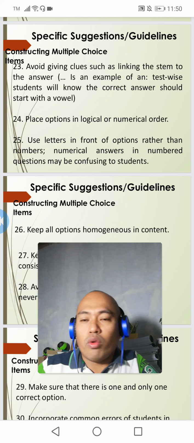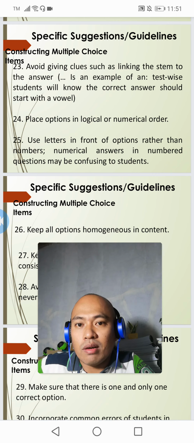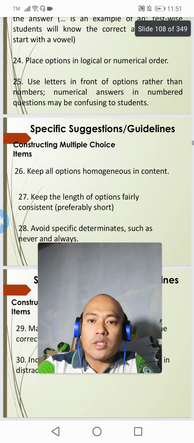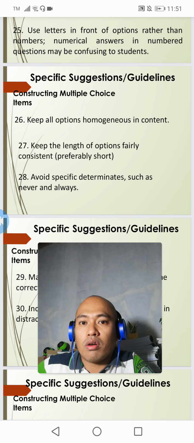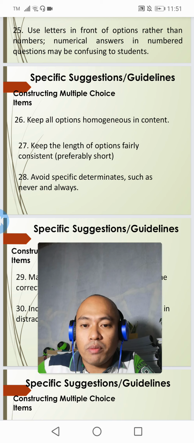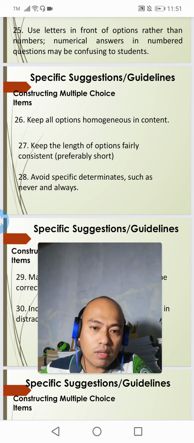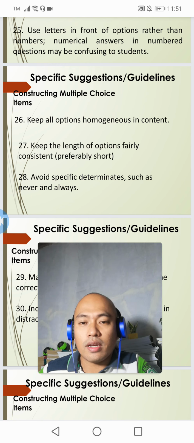Then for the 25th, use letters in front of options rather than numbers because numerical answers in numbered questions may be confusing to students. For number 26, keep all options homogeneous in content. Okay, they should be relevant to each other. Homogeneous means they are interrelated, yung mga alternatives natin. Pero meron doon sa kanila ang correct answer talaga.